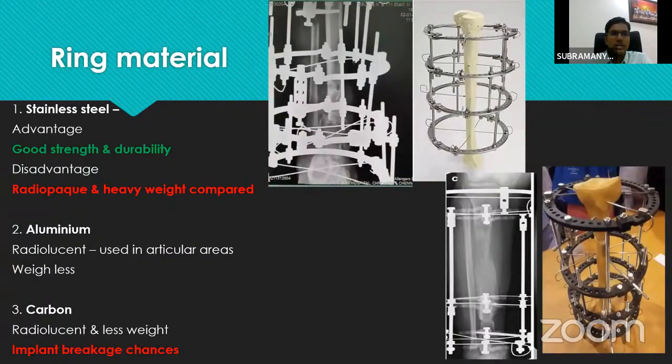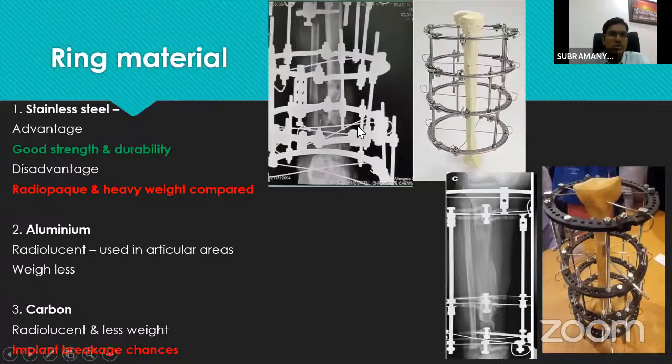So now coming on to the ring material, there are 3 different types. There is stainless steel, aluminum and carbon. The stainless steel, their advantage will be providing good strength and durability. The disadvantage, it is radio opaque and heavy weight compared to the other 2 materials. So radio opaque, here you can see in this X-ray image, this is a fracture in the distal tibia, where when using a stainless steel ring, we are not able to appreciate whether the fracture is united, or how the joint is. So these are the disadvantages of the stainless steel ring.